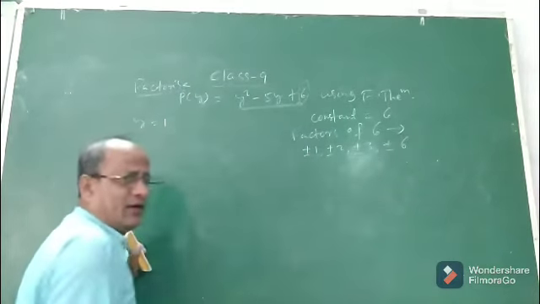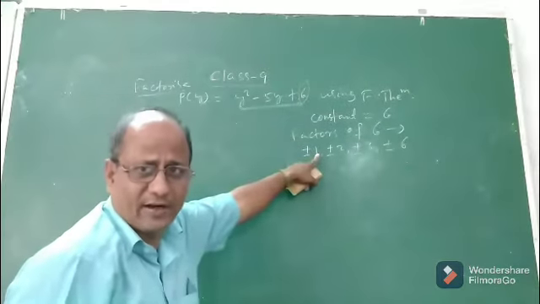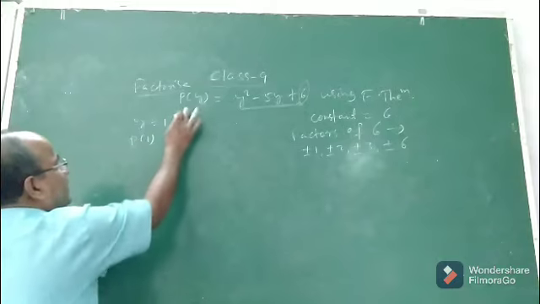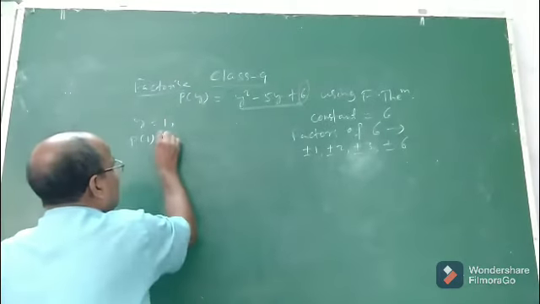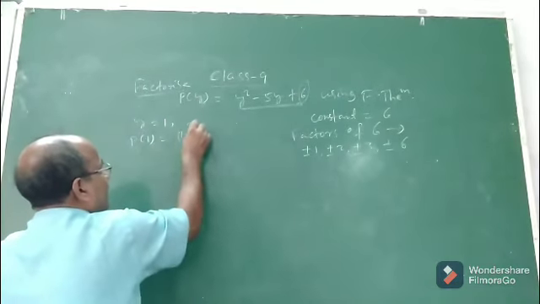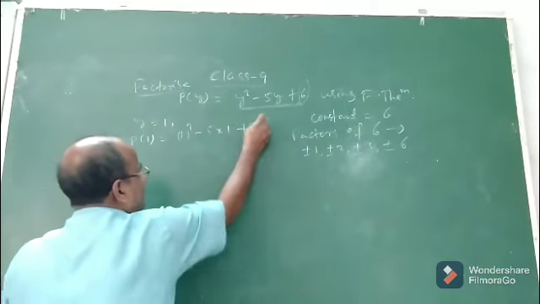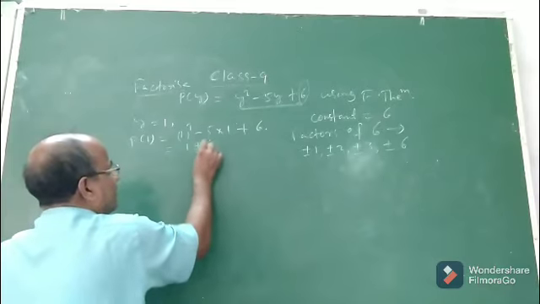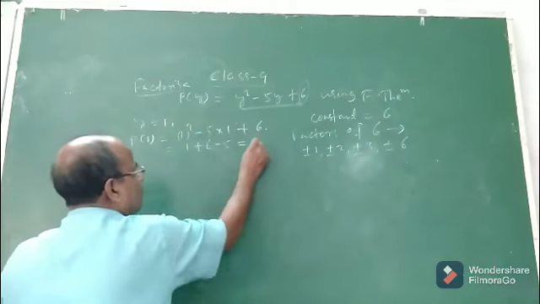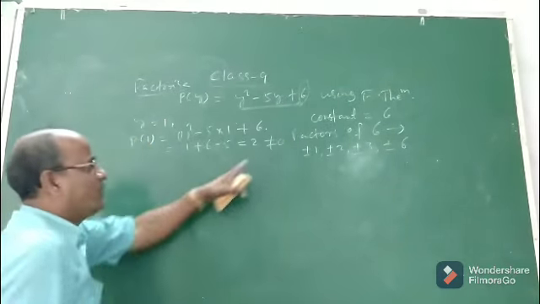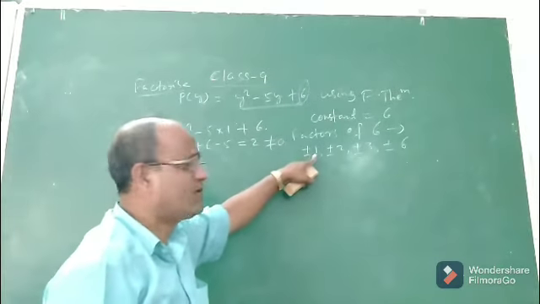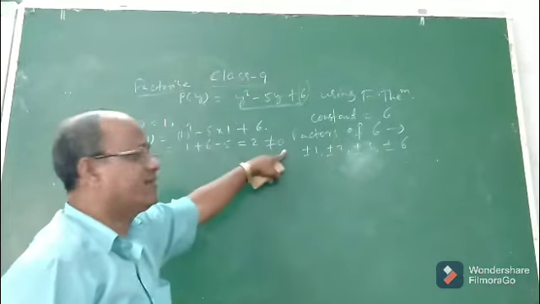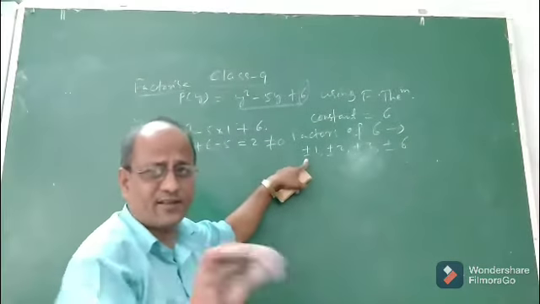First take the positive factor of 6, that is 1. So for y equal to 1, find out p of 1. Here you put 1 so that you will get the value. It is 1 square minus 5 into 1 plus 6. It is 1 plus 6 minus 5, which is 2, and it is not equal to 0. See children, for y equal to 1, p of 1 is not 0. So now test the next one.